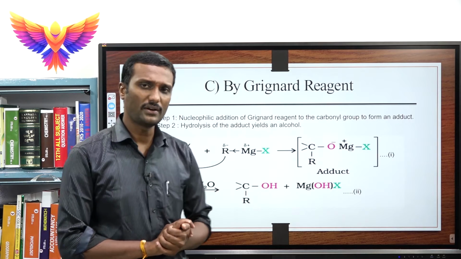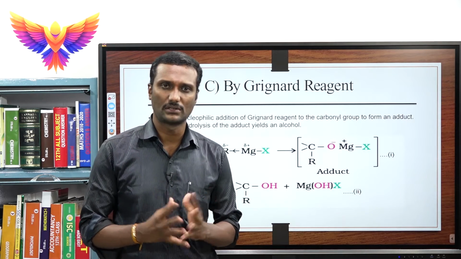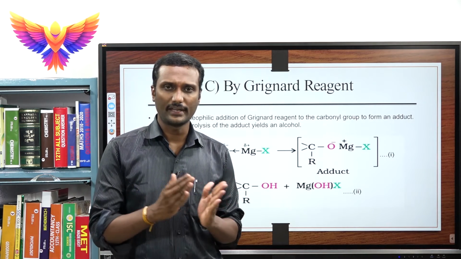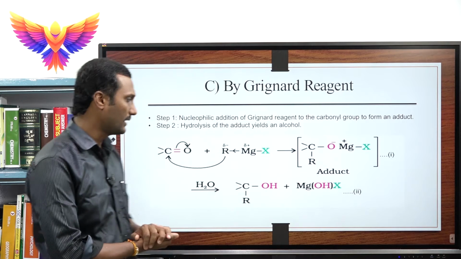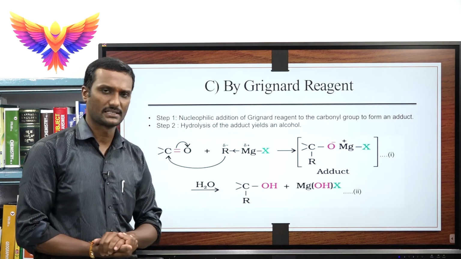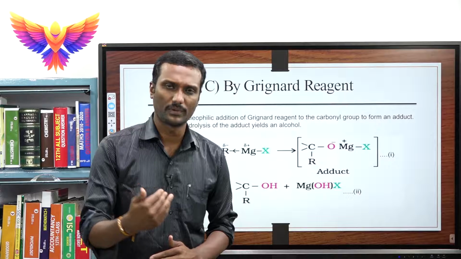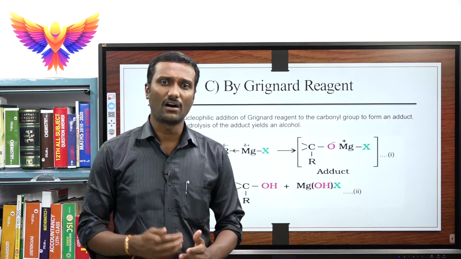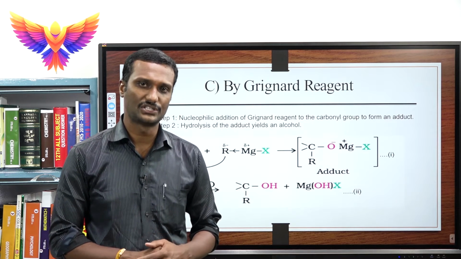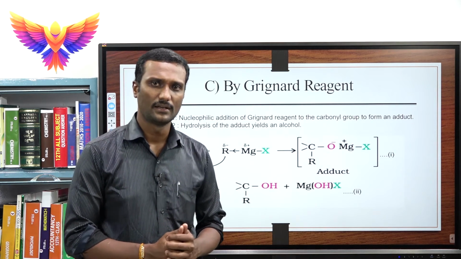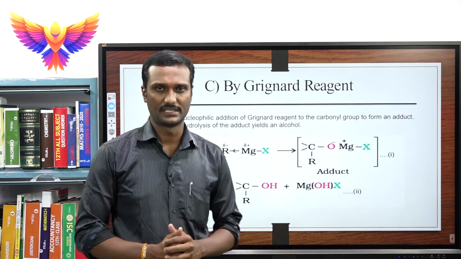So students, Grignard reagent is RMgX. R is called the alkyl group and MgX is a salt. In the first chapter we learnt how to prepare a Grignard reagent. The Grignard reagent formula is RMgX. When an alkyl halide reacts with magnesium in the presence of dry ether, we get RMgX.